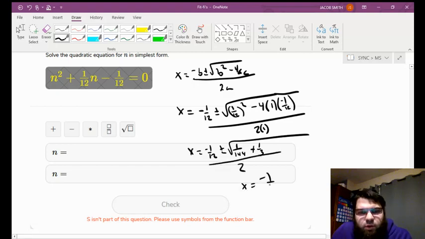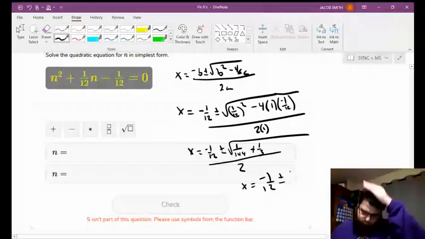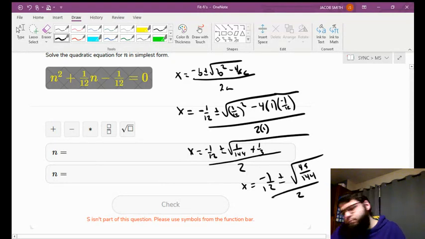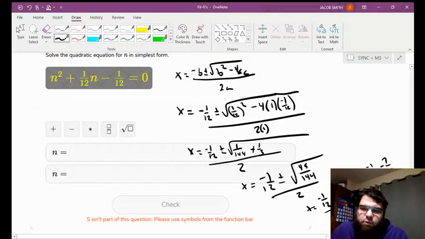I have x equals negative 1/12 plus or minus the square root of 1/144 plus 1/3, which is going to be 49 over 144, and it's all divided by 2. And then I can take the square root of 49 over 144, because it's going to be 7 over 12. So I have x equals negative 1/12 plus 7 over 12, all divided by 2. Or I have x equals negative 1/12 minus 7 over 12, over 2.